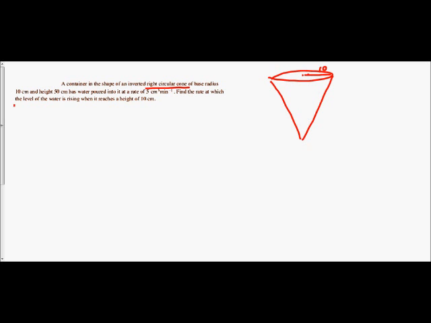It has a height of 50 centimeters. It has water poured into it. You are pouring water into this, so you can see that you have some water in it, and the rate of the flow of water is 5 cubic centimeters per minute. So it's obvious that you are given dV/dt is 5. Just by looking at the unit you will know what it is.